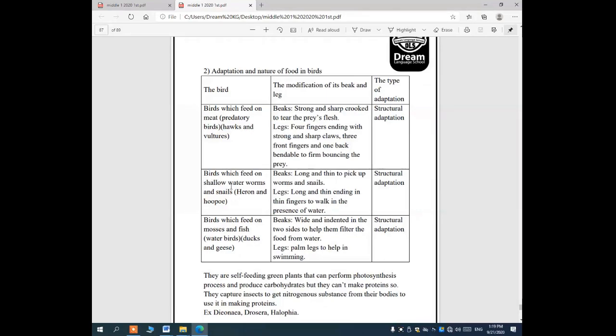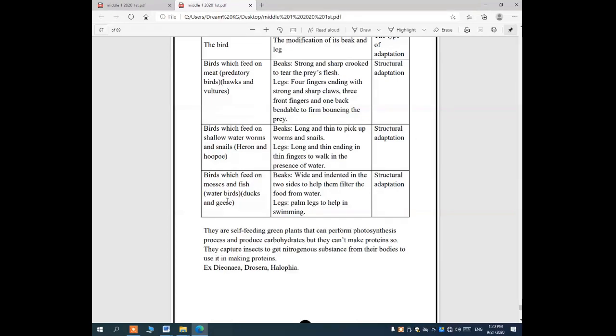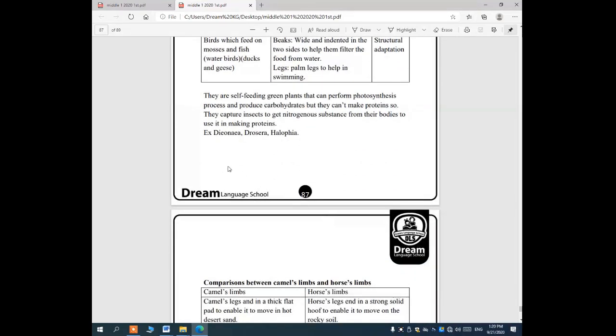Here we'll talk about the birds which feed on worms, the shallow water worms, like heron and hoopoe. They don't have mouths, but they have beaks. They have long thin beaks. Why? To pick up worms and snails in water, which is a structural adaptation. They have long and thin legs to help them walk in the water. And the birds which feed on mosses and fish, like ducks and geese, have wide beaks. Why? To help them filter the food from the water, and their legs are webbed to help them in swimming, which is a structural adaptation too.